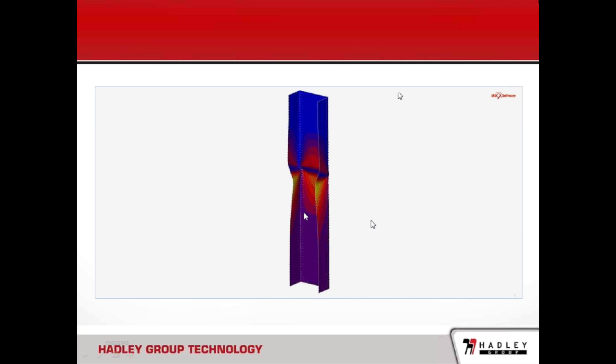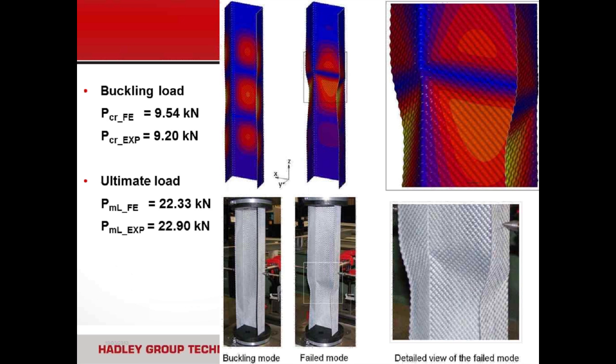And this is the fail mode, and we compare this fail mode with the experimental result. As you can see in the picture on the right, the top is the simulation result, and the bottom is the experimental result. You can see here the buckling mode compares well with the buckling mode in the experiment. And then the fail mode here also compares very well with the fail mode that occurred in the real samples.